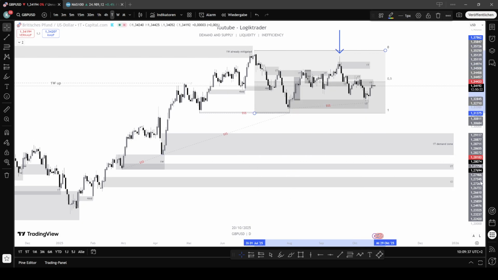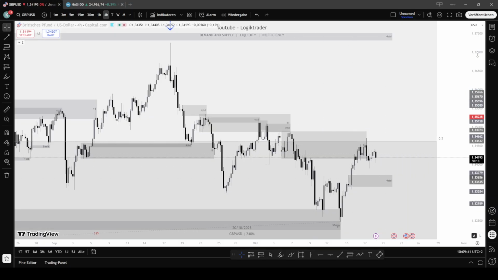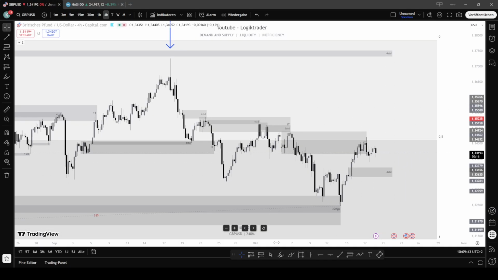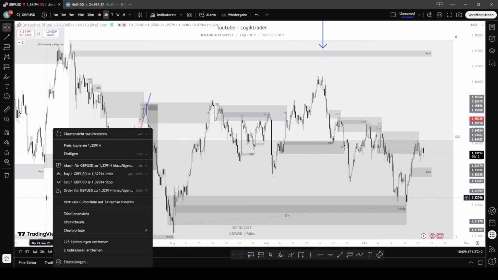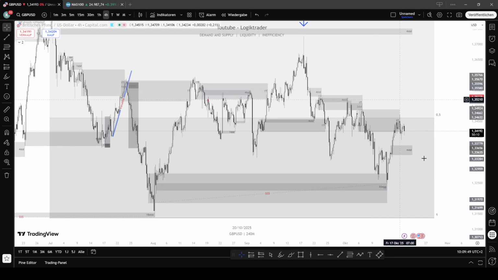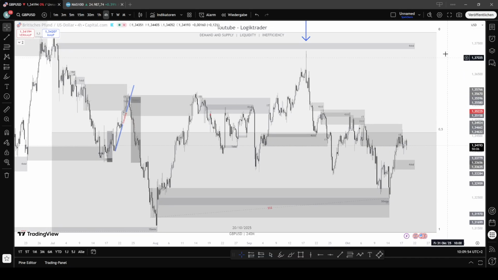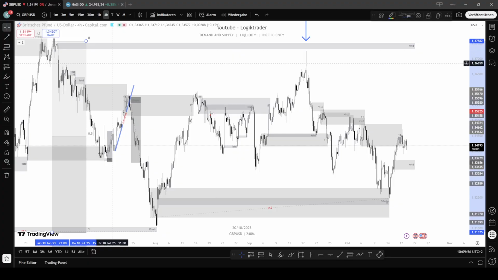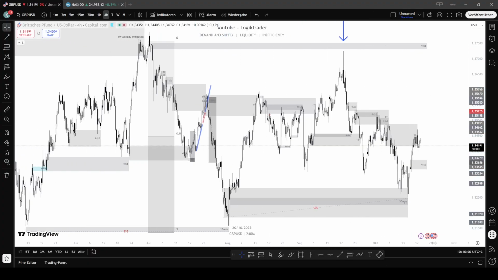Now, because we already know our area of focus, we scale down into the 4 hour time frame. Being in the 4 hour time frame, we can clearly see what's happening. Let me just shift this tool so that we might be able to see the chart clearly. Remember, looking at the 4 hour time frame, right?